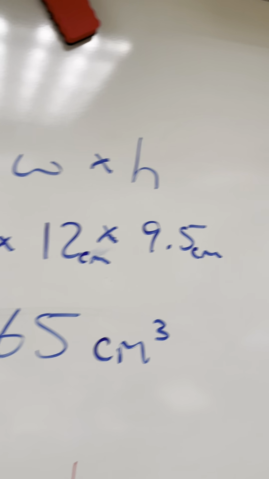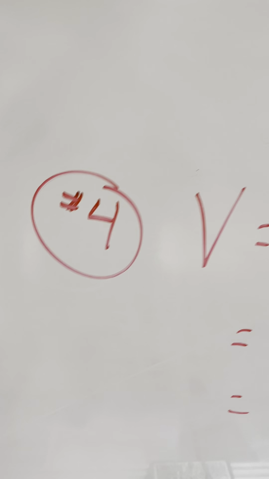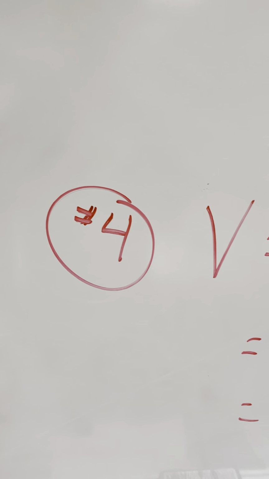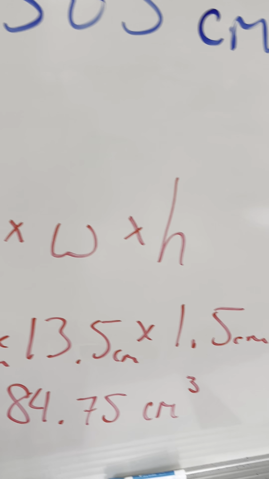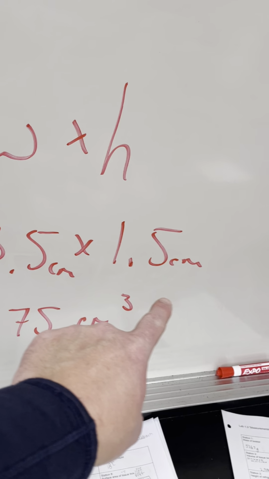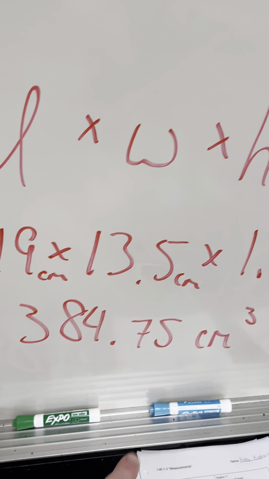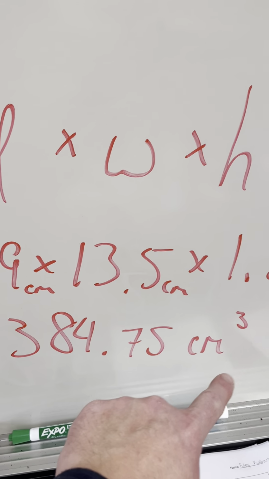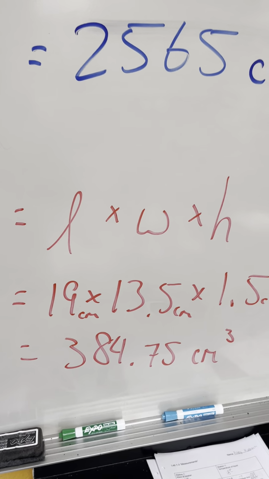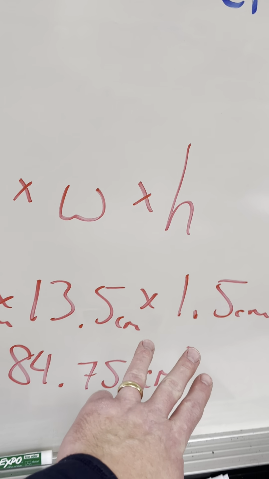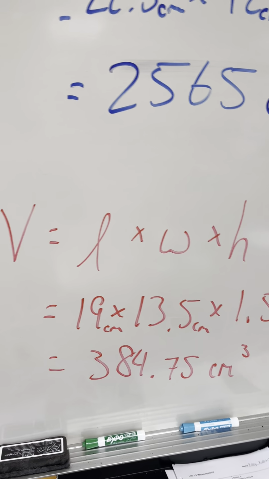Let's actually jump to number 4. It says 4 is the volume of the DVD case, and I'll show you that in a second. But again, volume equals length times width times height. Here are the lengths, widths, heights of the DVD case. Multiply those numbers together, and we get 384.75 centimeters cubed again. Again, write that number in there, and make sure you have the right units. Centimeters times centimeters times centimeters, and centimeters cubed, okay?